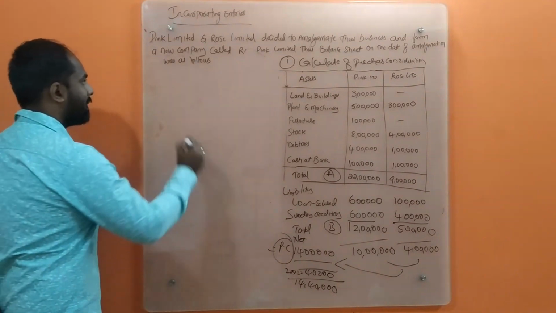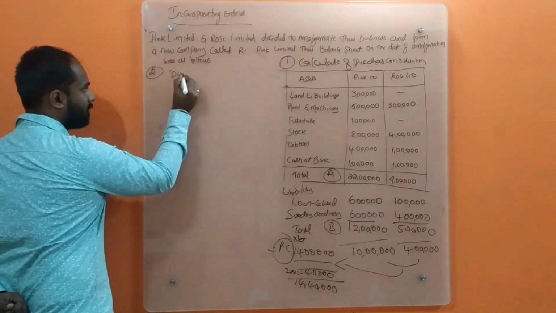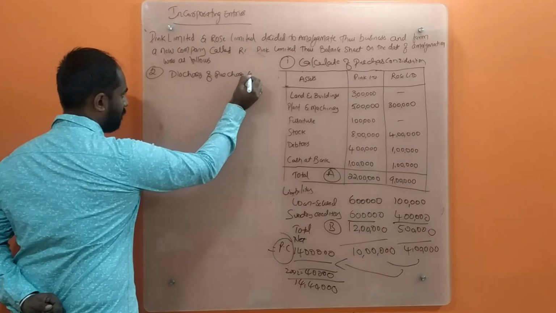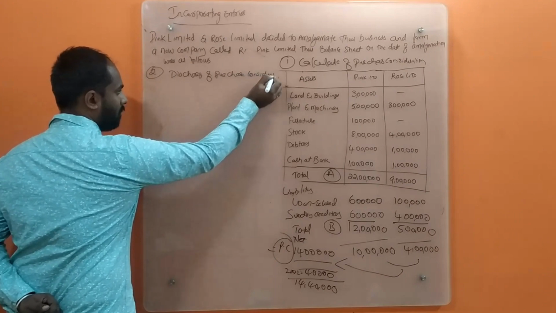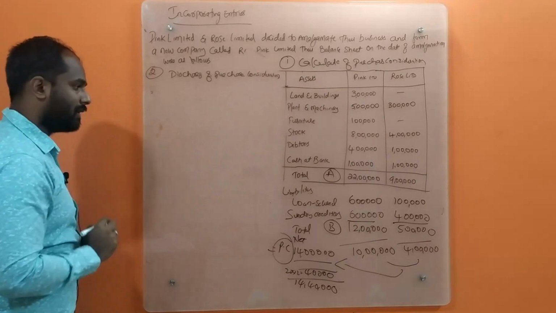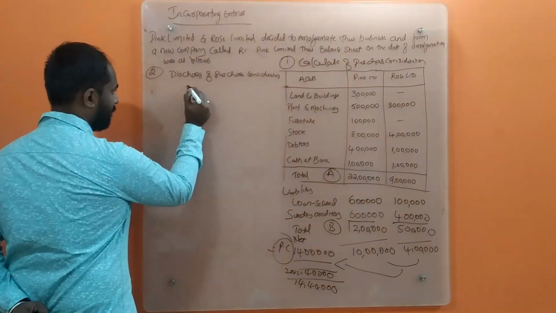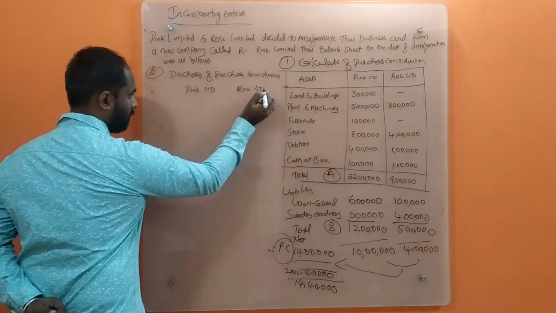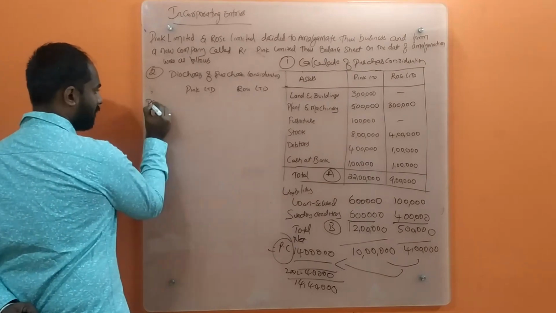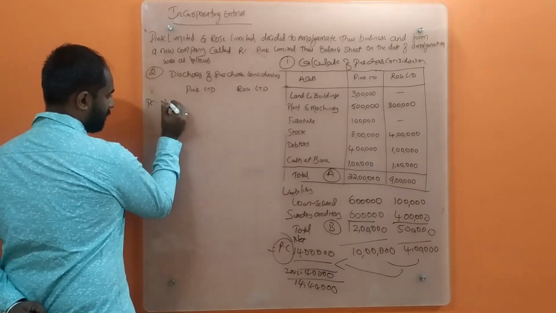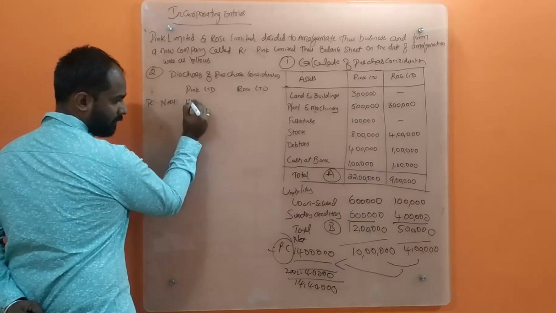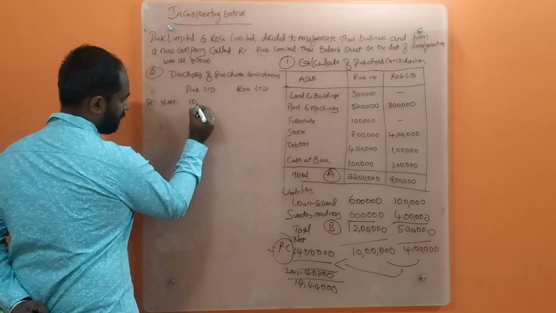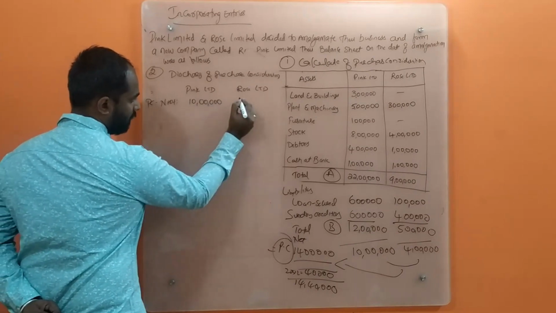Okay. Now second step. Discharge of purchase consideration. So what they told, they are discharging through first Pink Limited, then Rose Limited. So total PC now under net asset 14 lakhs, sorry, 10 lakhs, then 4 lakhs.